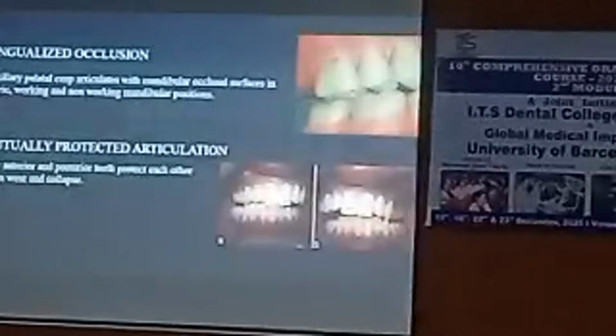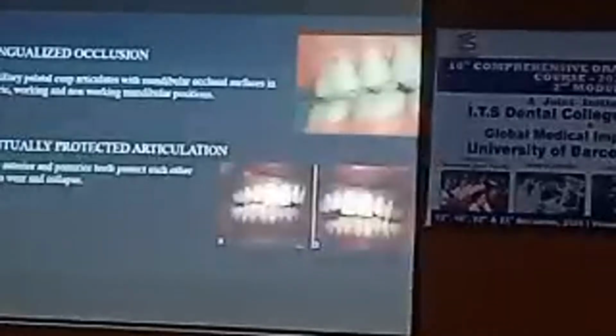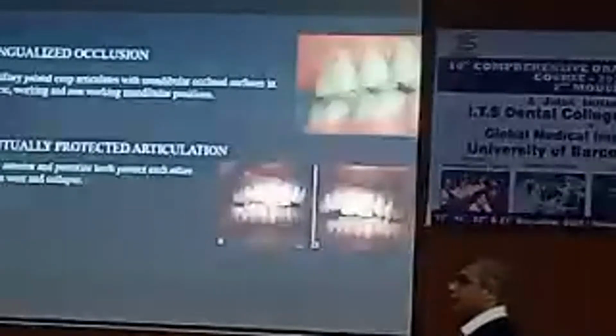Remember, your cusps in a natural dentition, you all have cuspal teeth. There is a reason behind it. What's the reason? Why do you have cuspal teeth? Why don't you have flat teeth? You see a lot of animals, carnivores, will have flat teeth. Why do you have cuspal teeth? Better chewing efficiency.